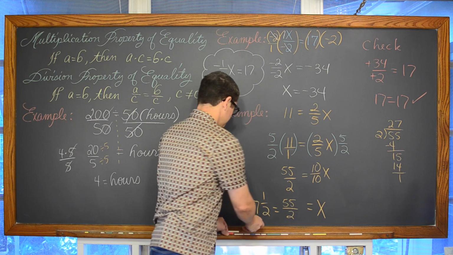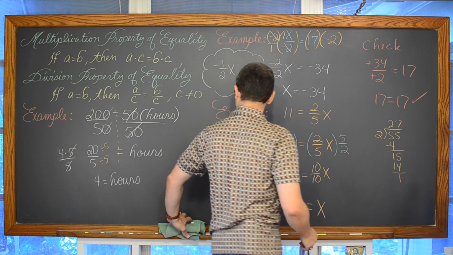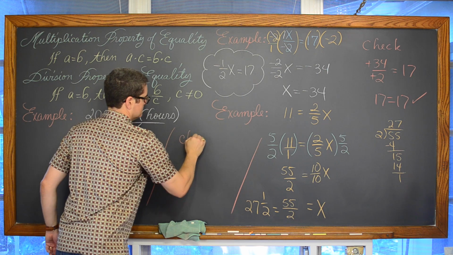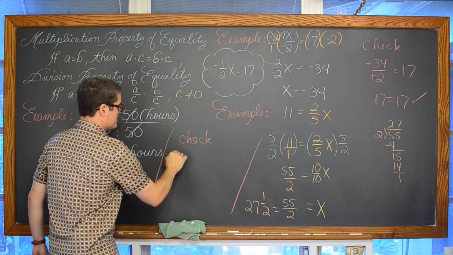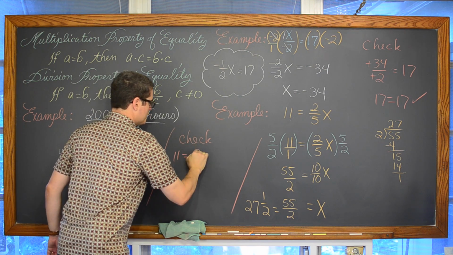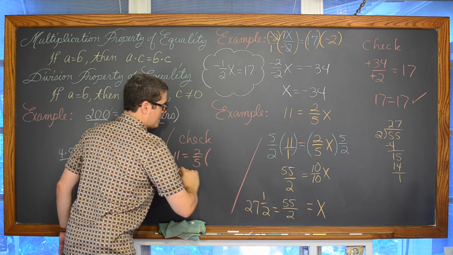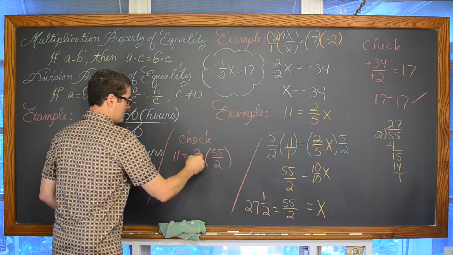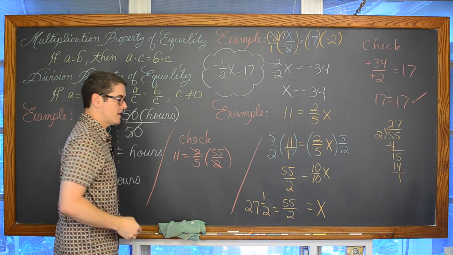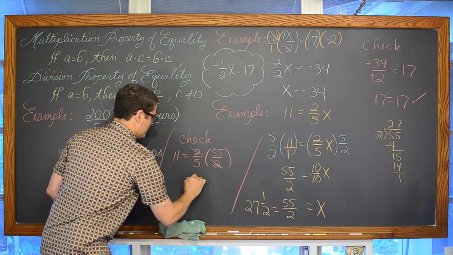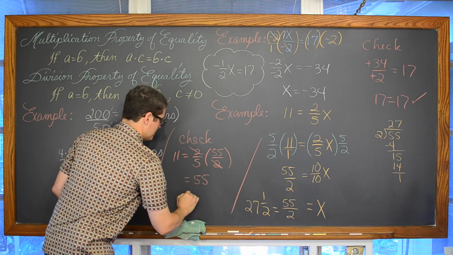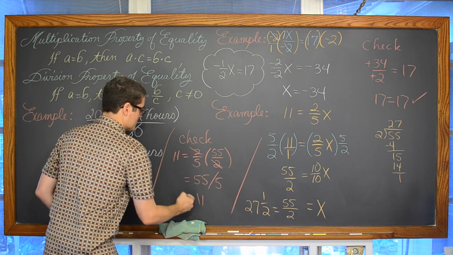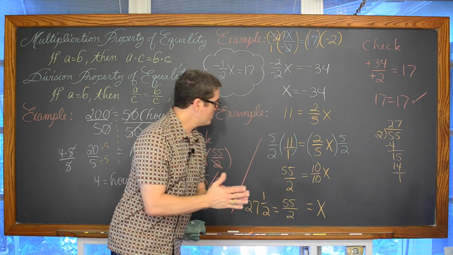And our check is going to be, I guess I could put it here, is 11 equal to 2 over 5 times 55 over 2? Well, these factors of 2 are going to cancel out, leaving us with 55 over 5, and that does come out to be 11. So the left and the right-hand sides do come out to be equal.